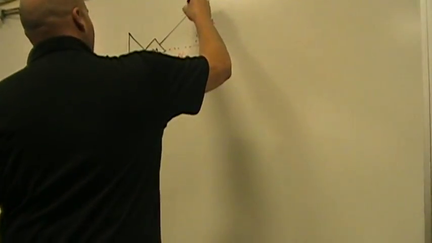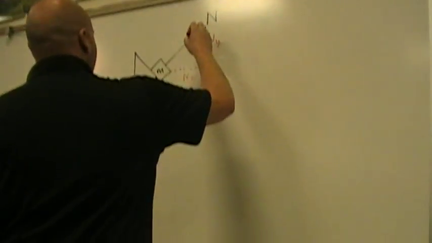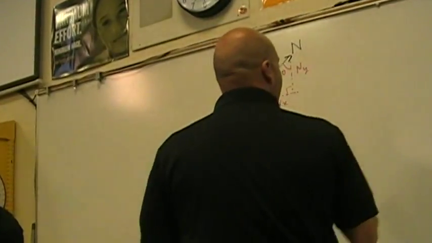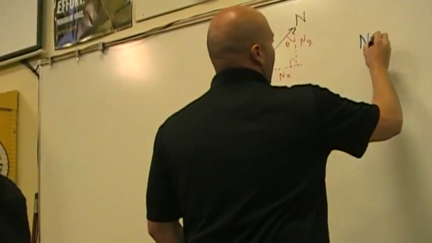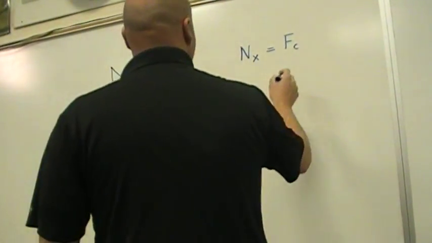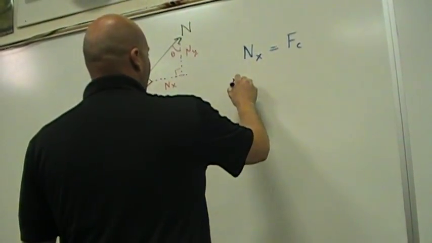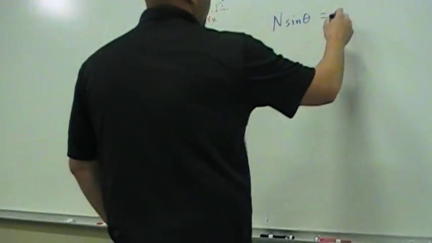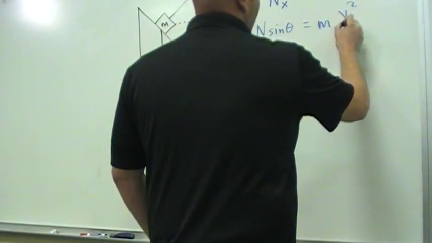I told you guys that this up here is theta. Right, this makes a right angle here. And what we said was that n sub x is our centripetal force, and n sub x is n sine of theta, and the centripetal force is m v squared over r.